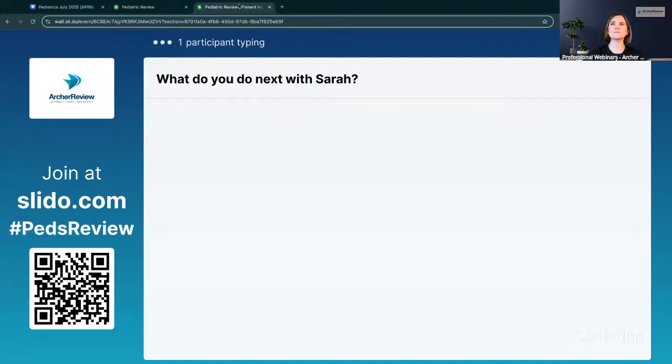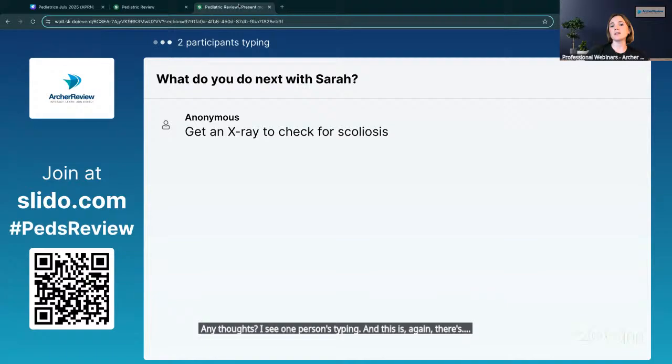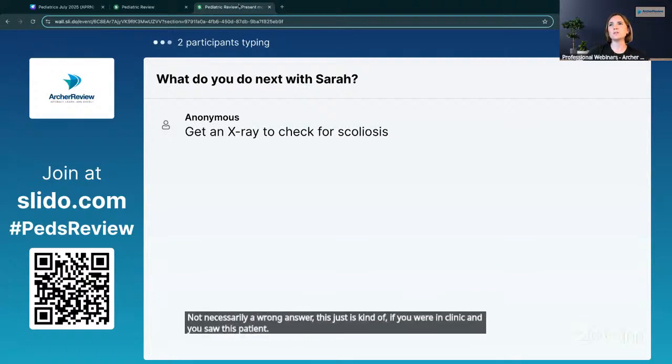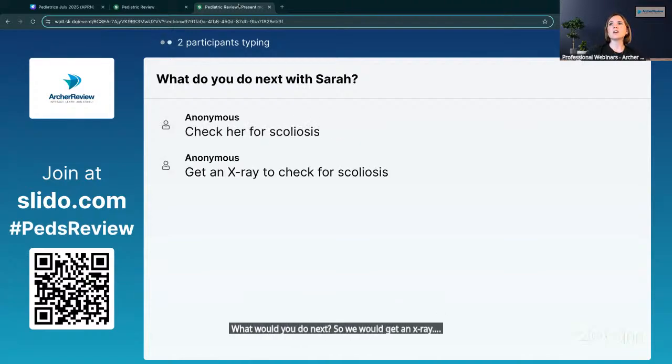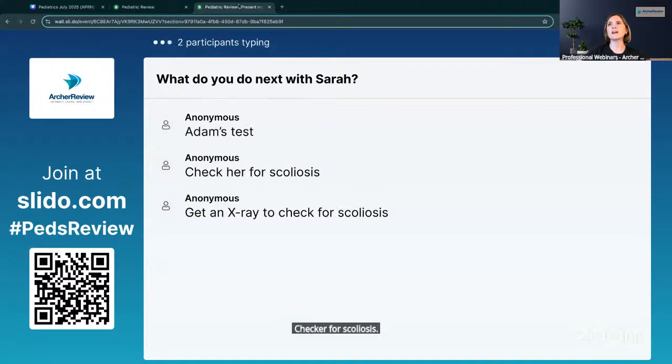Any thoughts? I see one person's typing. And again, there's not necessarily a wrong answer. This is just, if you were in clinic and you saw this patient, what would you do next? So we would get an x-ray, check her for scoliosis, the bend forward test. Okay, great. So y'all are already moving on to scoliosis, which is great.